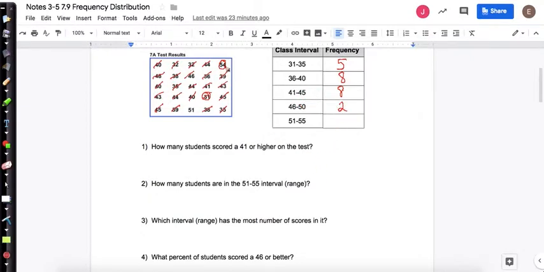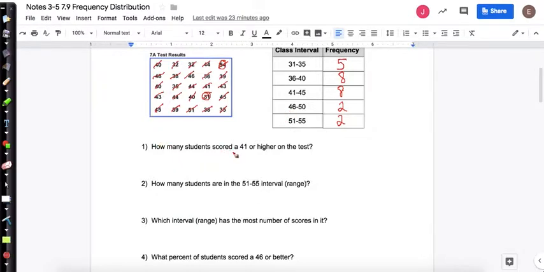And then remember, this is circled. I haven't crossed it out yet. 51 to 55, there's 1 and 2. Okay, now notice if I add this up, it should equal how many are here, and this is 5 by 5, so there's 25 here. So 5 plus 8 is 13, plus 8 is 21, plus 2 is 23, plus 2 is 25. So there were 25 test results here.